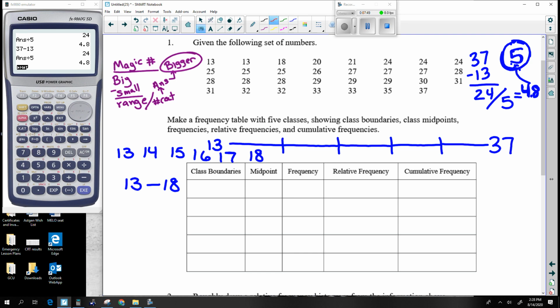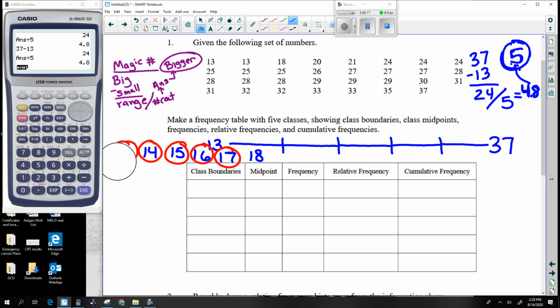Let's count it together. You start at 13, so there's 1 number there. 2, 3, 4, 5. It's because 13 is kind of like technically 0. So this boundary only goes up to the number 17. There you will actually have 5 numbers in that boundary.